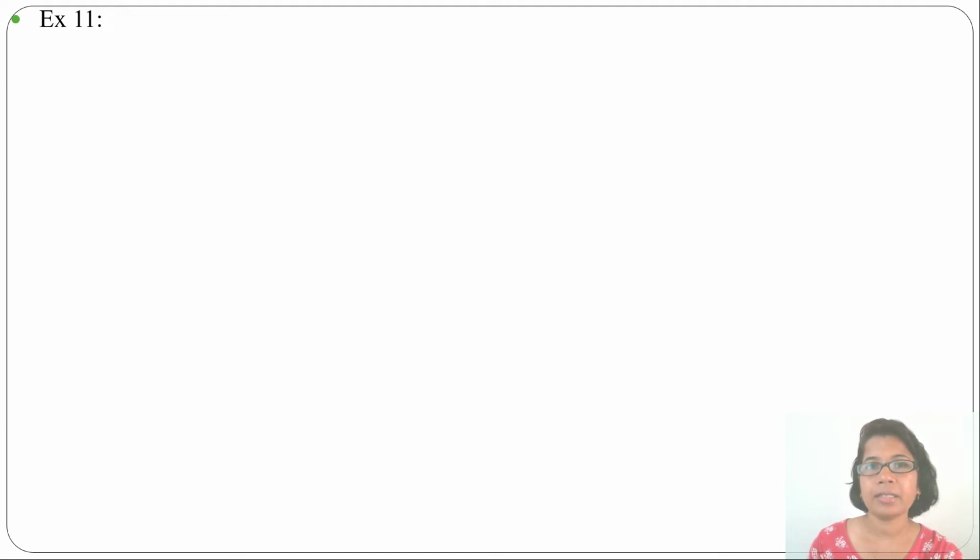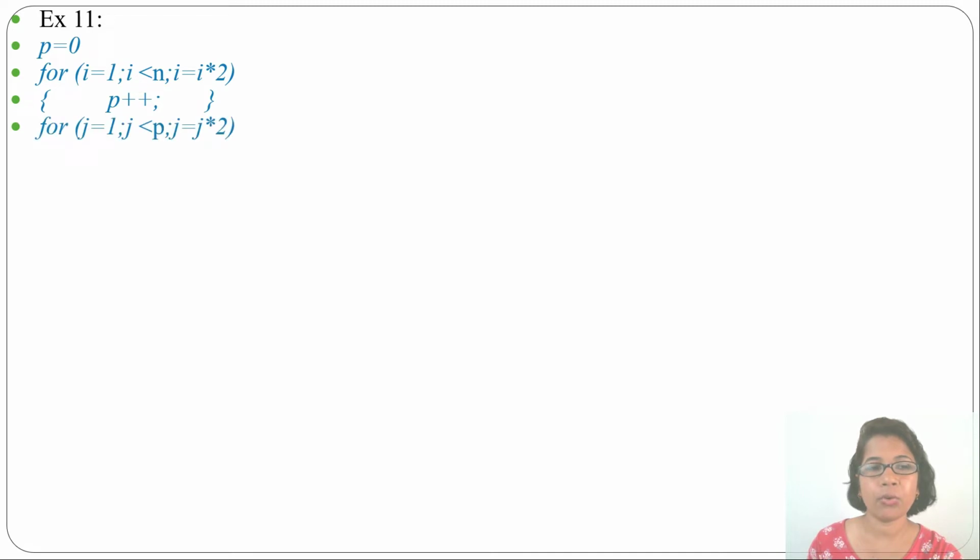Hi, let's discuss some more examples of analyzing non-recursive algorithms using the frequency count method. I already discussed 10 examples. Let's discuss example 11. P equals 0, for i equals 1, i less than n, i equals i multiplication 2, p plus plus. There is another for loop, for j equals 1, j less than p, j equals j multiplication 2, and some statement is given.